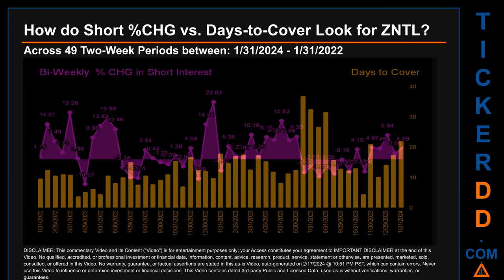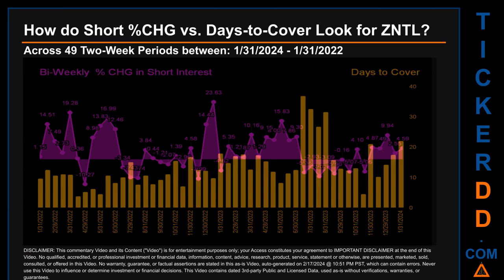Zooming out, I looked across 49 two-week snapshots, from latest found, January 31, 2024 to oldest found, January 31, 2022. In the graph, I overlaid bi-weekly percentage change in short interests against days to cover. Across these 49 two-week snapshots, the average percentage change of short interest was about 3.33%.